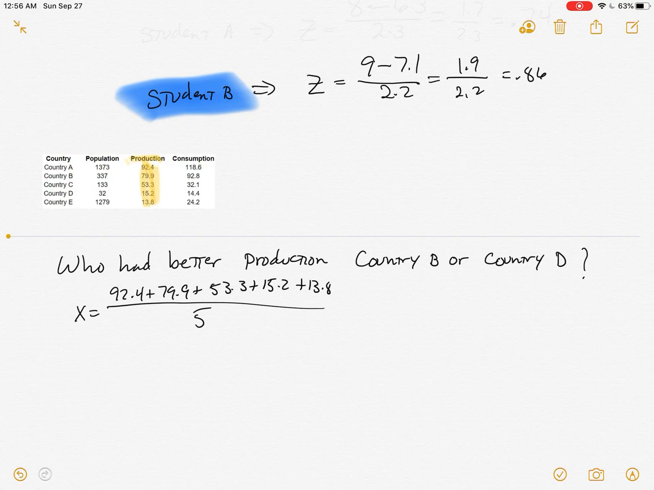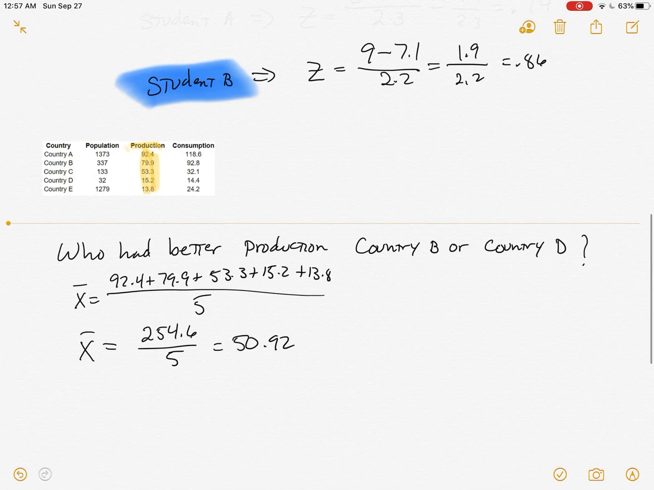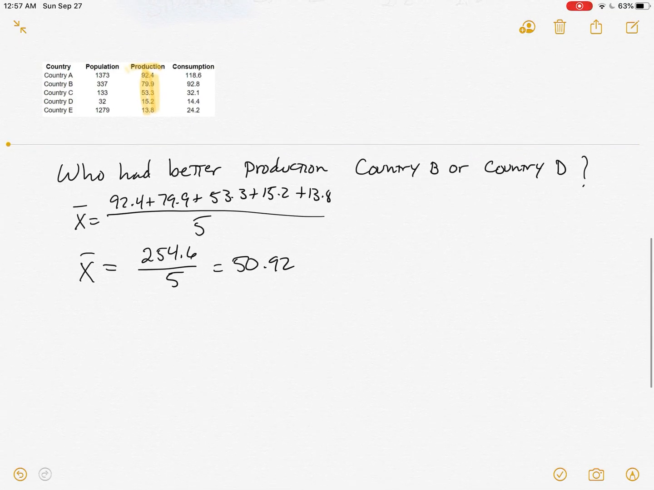So you're going to take the 92.4 plus the 79.9 plus the 53.3 plus the 15.2 plus the 13.8, and you're going to get x bar equaling 254.6 all divided by 5. And if I divide that by 5, I get 50.92. That's the mean. The standard deviation, unfortunately, we have to find as well.